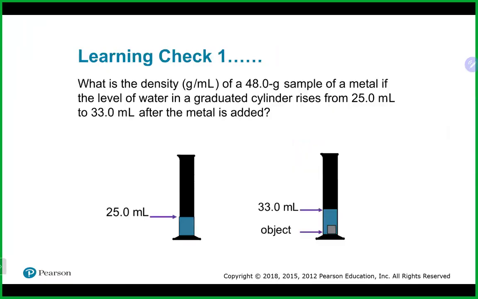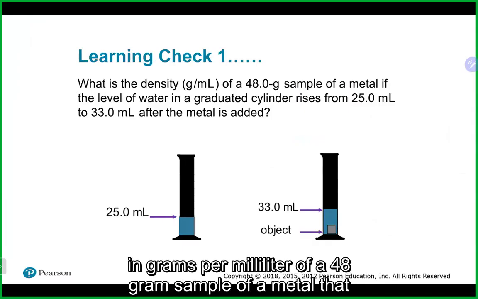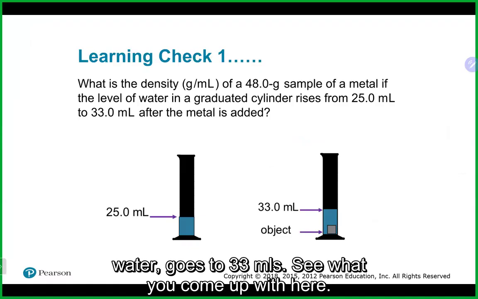All right. So why don't you give this a go? What is the density in grams per milliliter of a 48-gram sample of a metal that when placed in a graduated cylinder that has 25 mL of water goes to 33 mL? See what you come up with here.